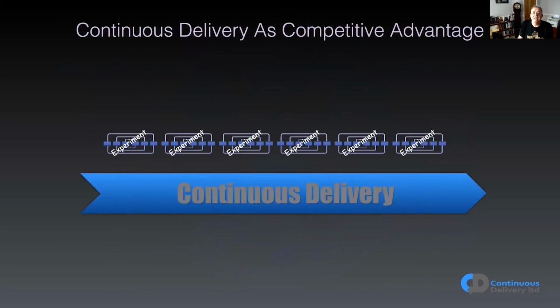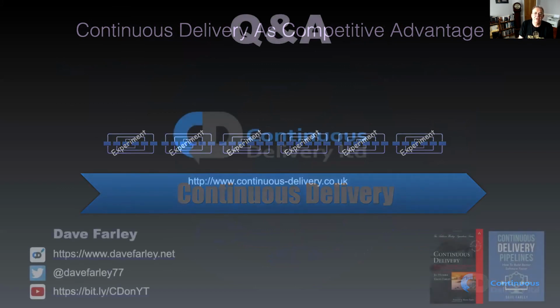Continuous delivery is a competitive advantage. It allows us to carry out experiments, learn quickly, evaluate ideas efficiently, and the pipeline then is crucial to our ability to deliver on that.